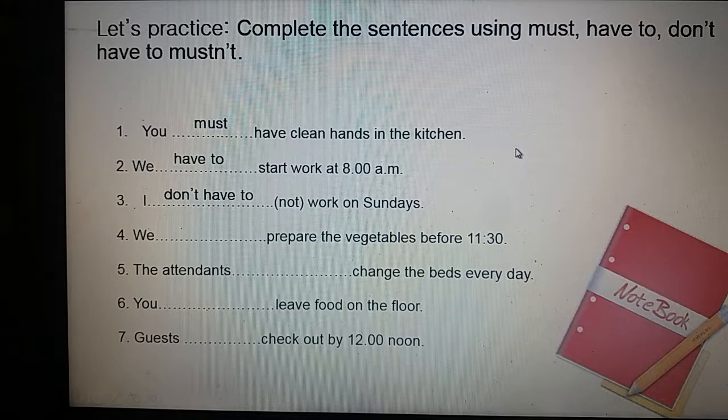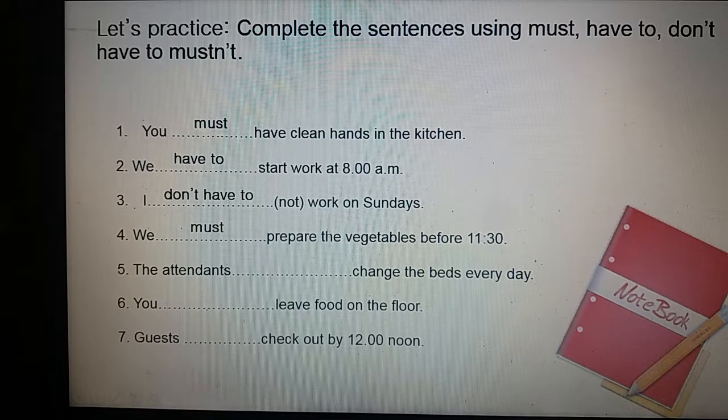Number 4, we prepare the vegetables before 11:30. Prepare the vegetables, of course, is an obligation, okay? But is it part of your job to finish before 11:30? What do you think? Okay? I think here the correct answer must be must. It's important to finish before this time, okay?